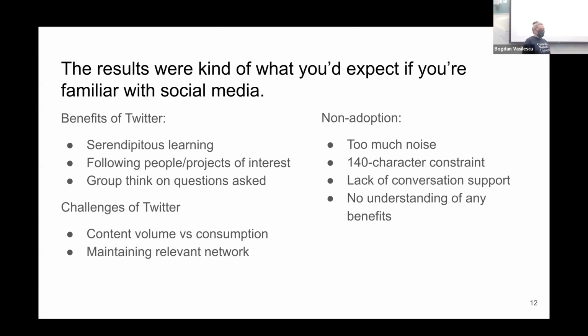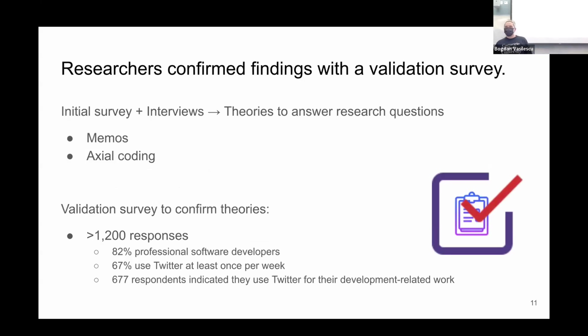The challenges they found were the content volume versus how much content you can actually consume that's reasonable, and maintaining a relevant network. The reasons for non-adoption that were reported were too much noise, the character constraint, and the lack of conversation support, which they mean is that if you have an ongoing conversation, there's not a lot of support for maintaining that conversation long term, like going back and referencing it if there's information you need from it. Also reporting that there was no understanding of the actual benefit of Twitter. And that's everything. That's my summary of the paper.